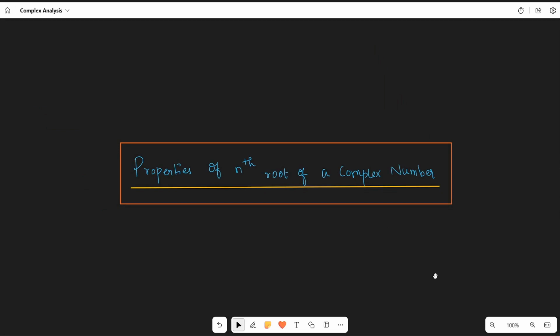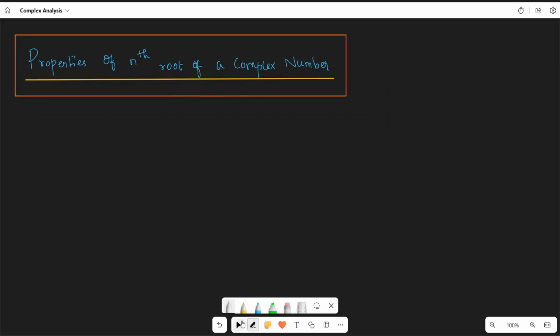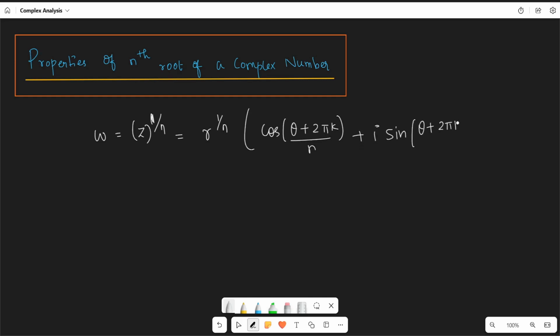I'll give you the properties of the nth root of a complex number. Now, what is actually the nth root of a complex number? I'll take omega equal to z to the power 1 by n, which is equal to r to the power 1 by n into cos of (theta plus 2 pi k) divided by n plus i sin of (theta plus 2 pi k) divided by n, where k is equal to 0, 1, 2 and so on till n minus 1. So this is called the nth root of a complex number.